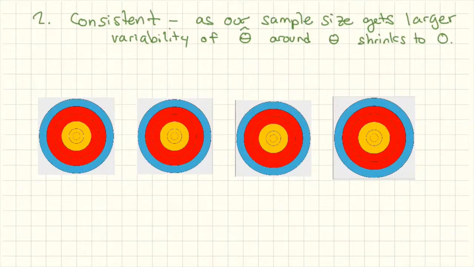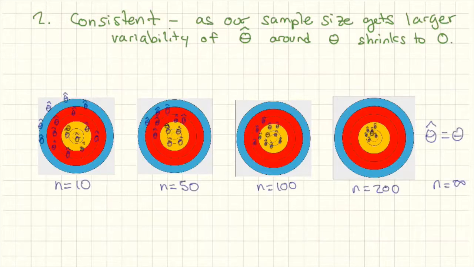Another property we might be interested in is consistency. A consistent estimator is one where as your sample size gets large, the variability of your estimator around the truth shrinks to 0. So let's take a look at what that looks like. When we only have a few observations, so it's not that there's like 10 little theta hats, it's that each theta hat is made up of 10 observations. They have quite a wide variability.